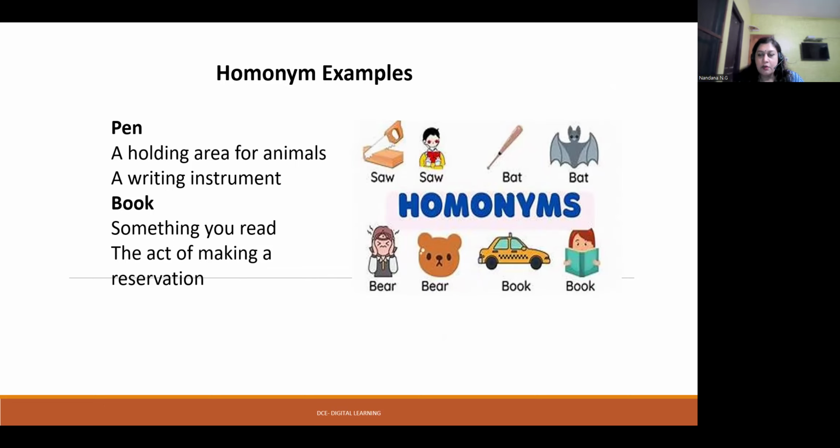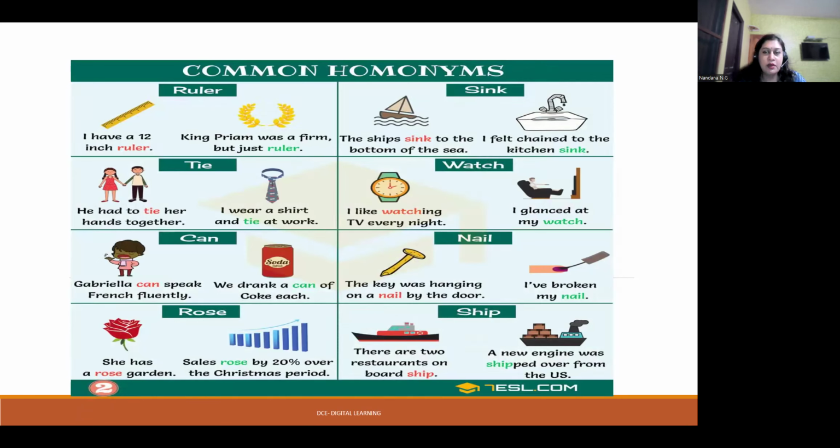The last one, book. I booked a cab, or while you read a book. A few more examples are included here. I have added images so that the meaning along with the image will clearly indicate the homonyms. The common homonyms continue. First one, ruler.